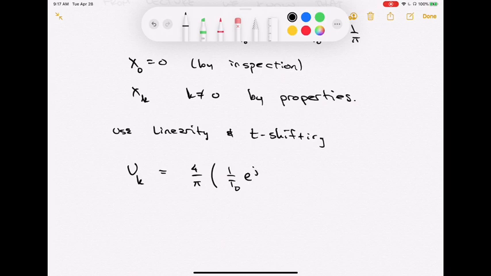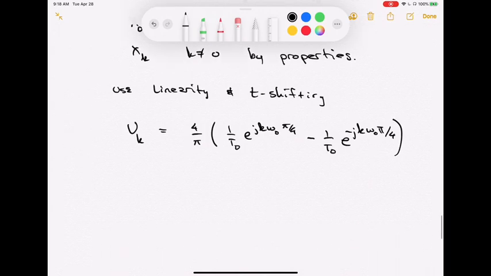So I'm going to get an e to the jk omega naught pi by 4 for the 1 by t naught, and then a minus 1 by t naught e to the minus jk omega naught pi by 4, something like that, omega naught t by 4, which is pi by 4, something along those lines.